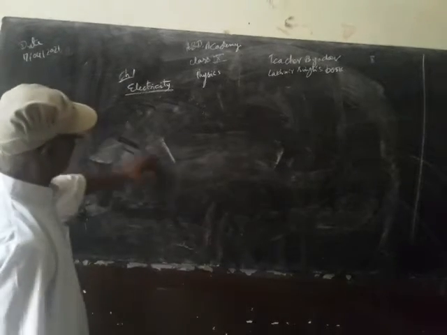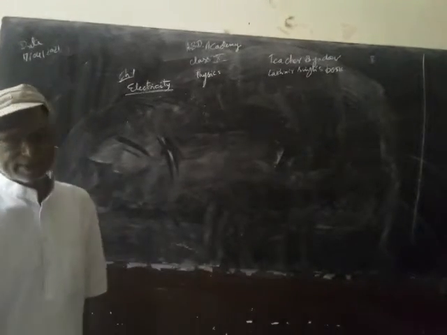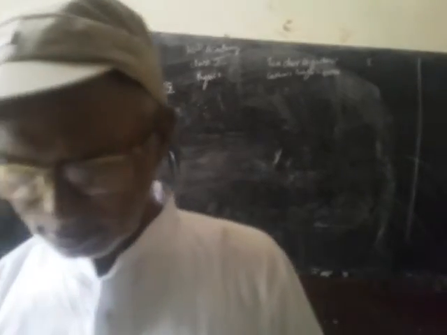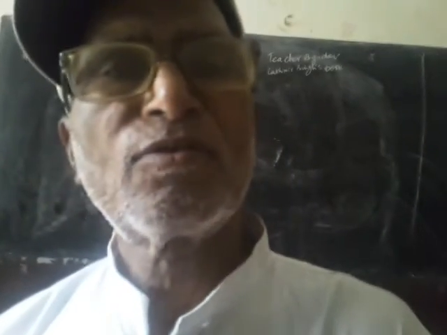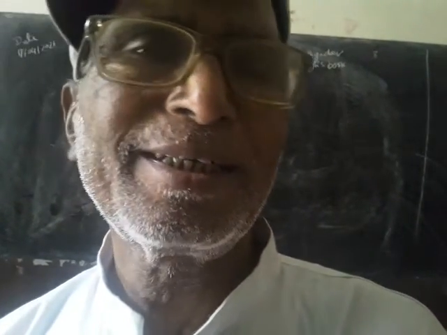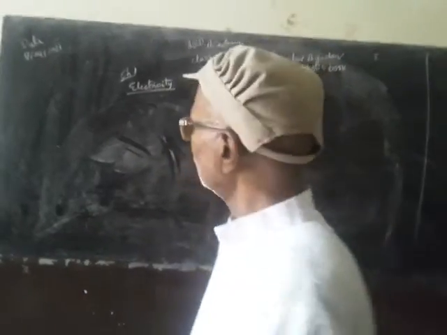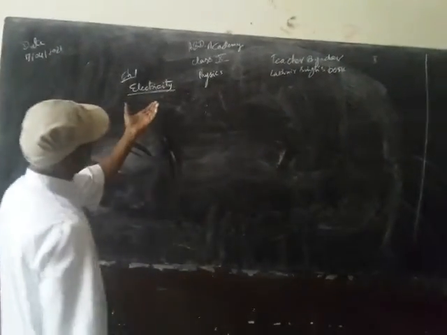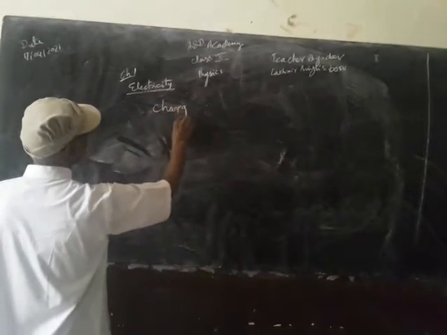Though there are two types of electricity, we are concerned here with current electricity. So here electricity in general is a type of energy which is produced by transfer or passage of electrons or charges. In here there are two types of charges: positive charge and negative charge.